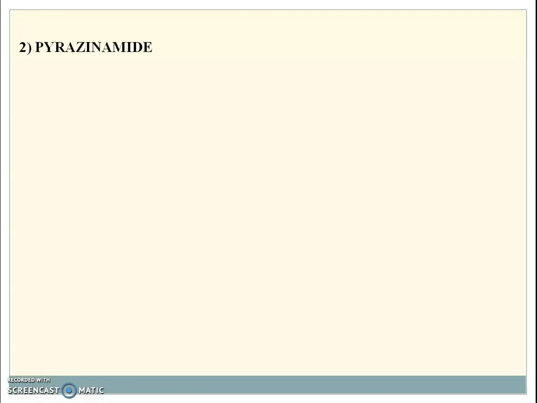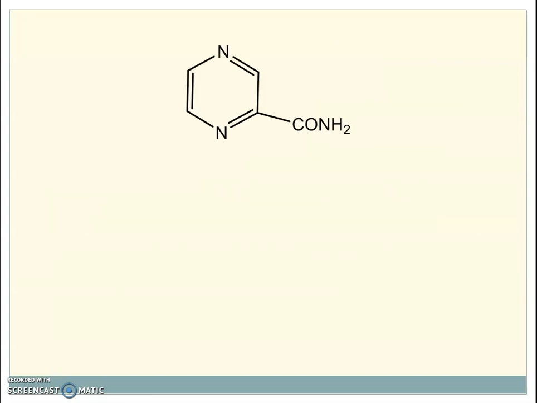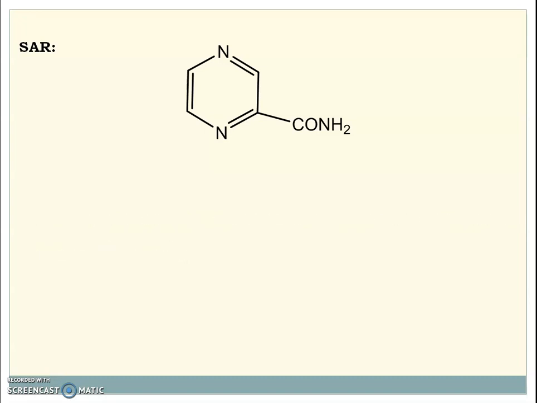Second example is pyrazinamide. This is the structure of pyrazinamide. The basic ring is pyrazine. On the second position it has a CONH2 group. So the IUPAC nomenclature is pyrazine-2-carboxamide. Then we'll go to the SAR. Almost all structural modifications result in decrease in activity. Means if you change any group in the structure, it will decrease the antitubercular activity.